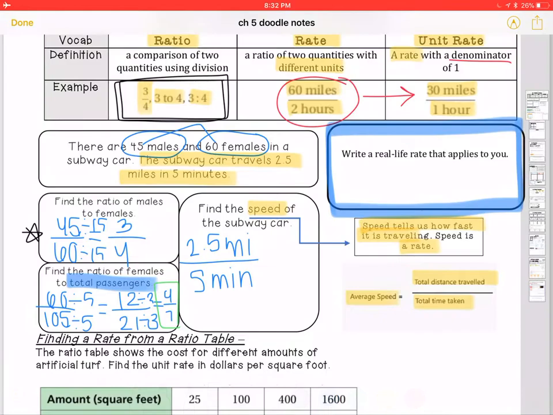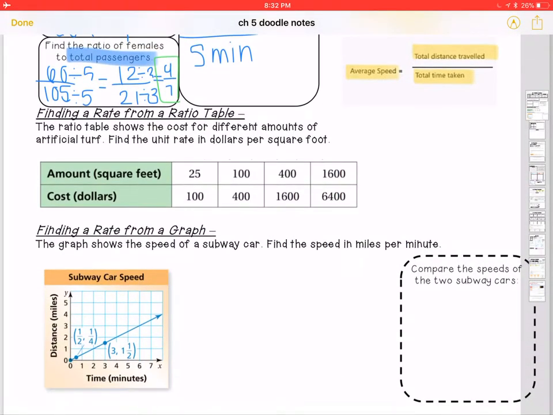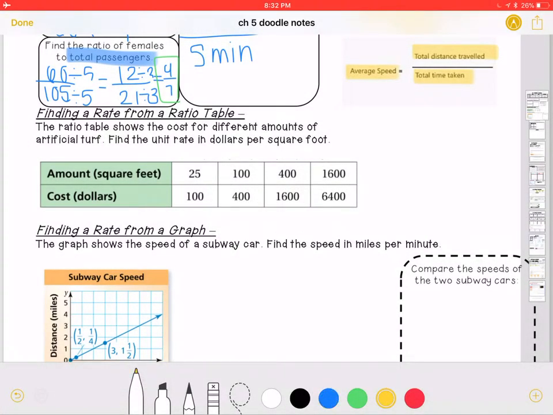Okay. Let's continue on to our next, finding a rate from a ratio table. The ratio table shows the cost for a different amount of artificial turf. Find the unit rate in dollars per square foot. So looking at this table, it's telling us, okay, 25 square feet cost $100. 100 square feet costs us $400, and so on. I want to know how much is it per 1 square foot.